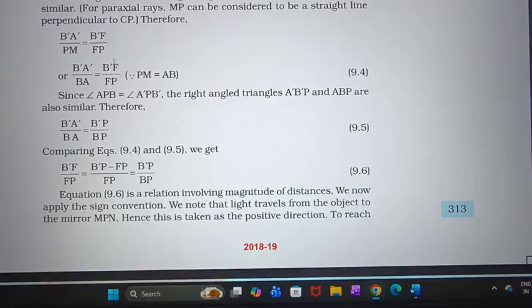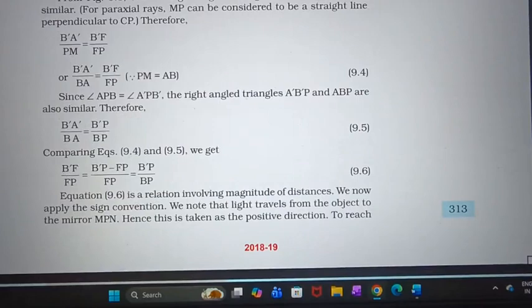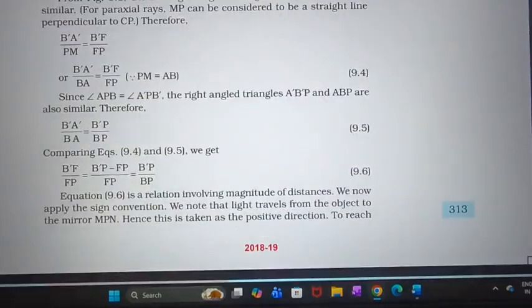So you can say that B dash F by FP will be the same as B dash P upon BP. This is what they have written in a certain format. B dash F is written like this: if you take the entire B dash P, this entire line, and subtract FP, you will be left with B dash F. So instead of B dash F, I can simply write B dash P minus FP. That's what they have written over here. B dash P minus FP upon FP is equal to B dash P upon BP.